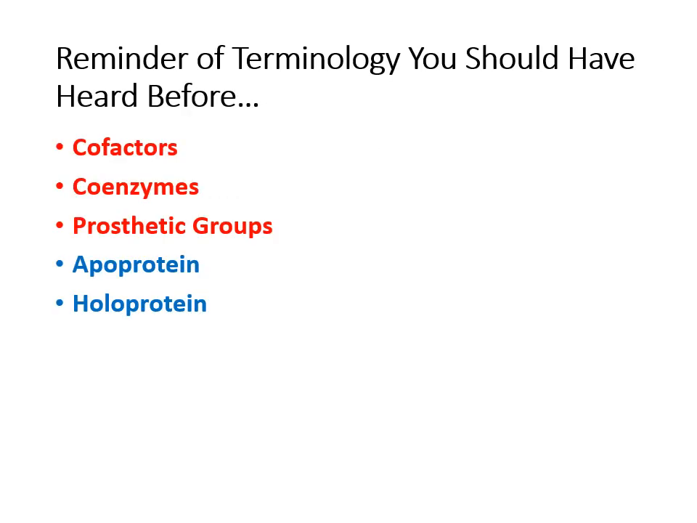Now, in order to do their job, enzymes need a little help. They need to be activated. I want you to know all of these terms and be able to distinguish the differences between them. For instance, the difference between cofactors and coenzymes, or the difference between those two and prosthetic groups, or the difference between apoprotein and holoprotein.